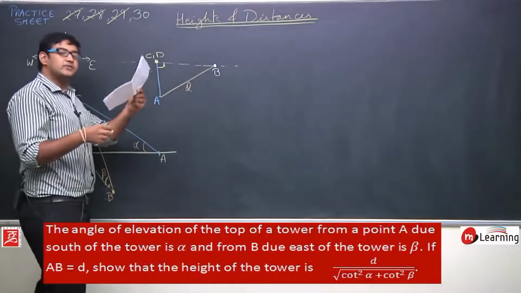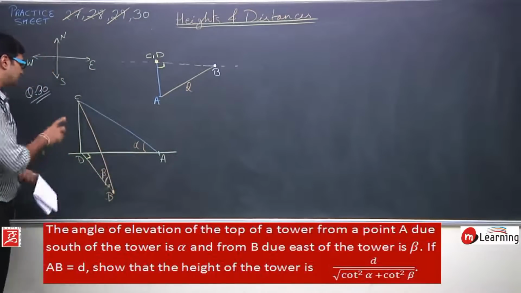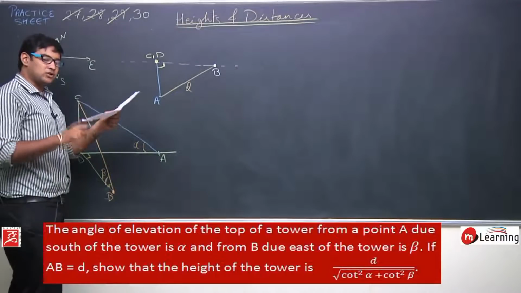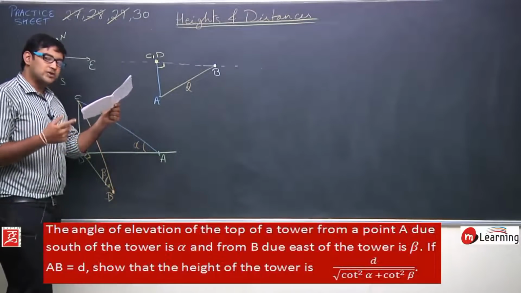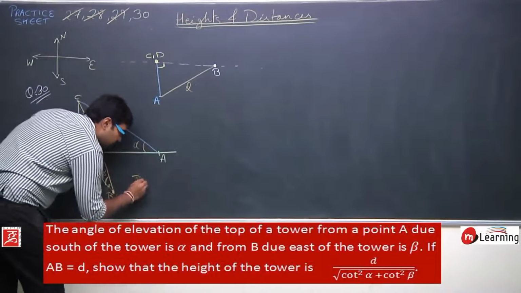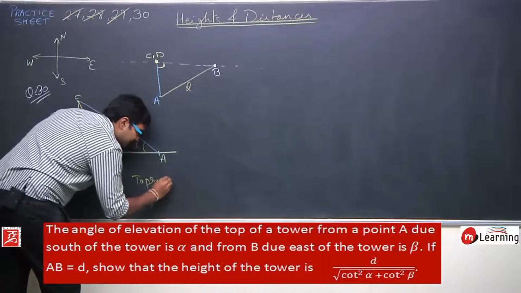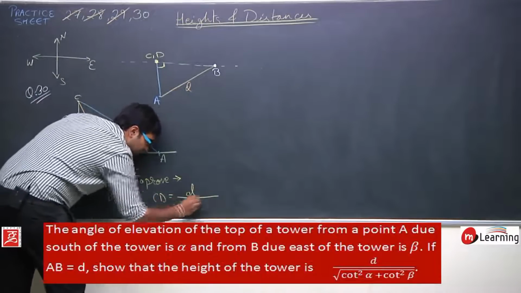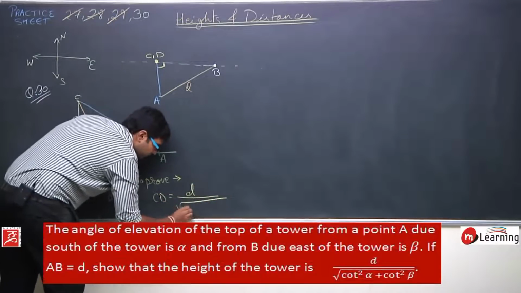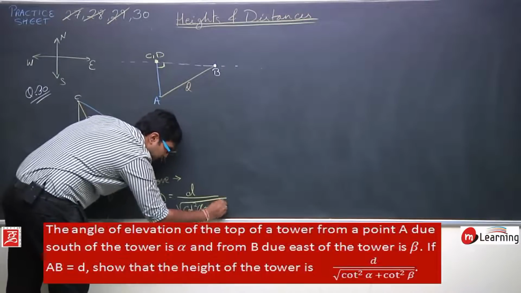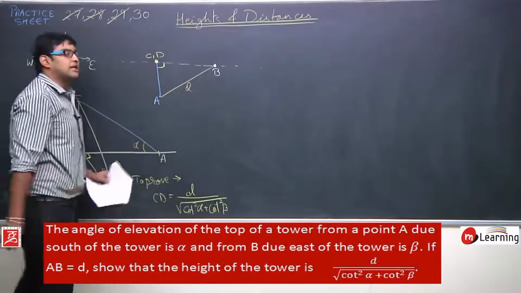Show that the height of the tower, what is the height of the tower? CD represents the height of the tower, it is equals to D upon square root of cot square alpha plus cot square beta. So, the condition that needs to be proved is CD is equals to D upon square root of cot square alpha plus cot square beta.